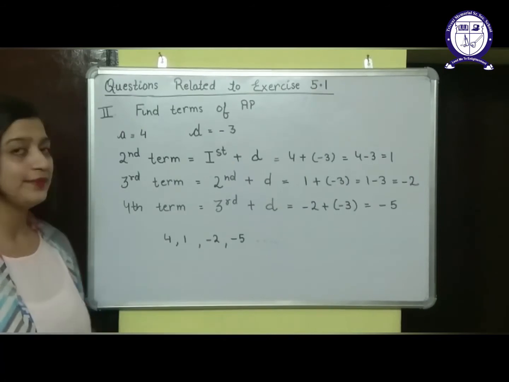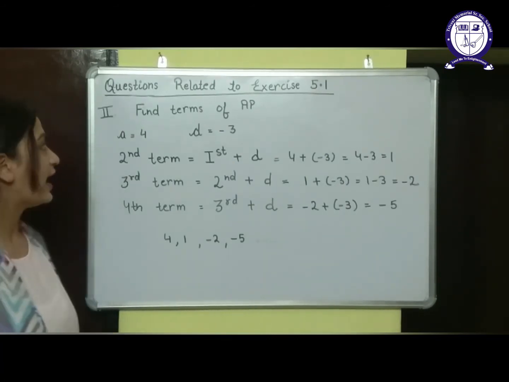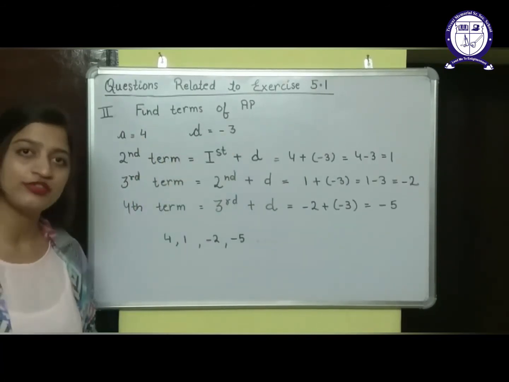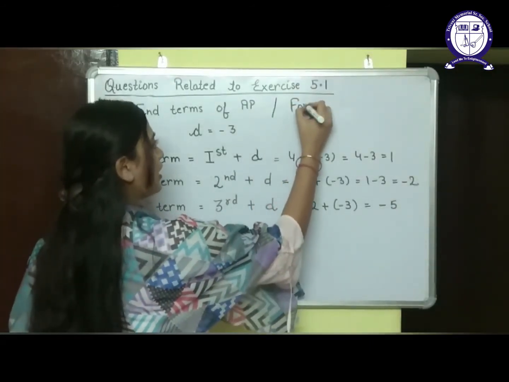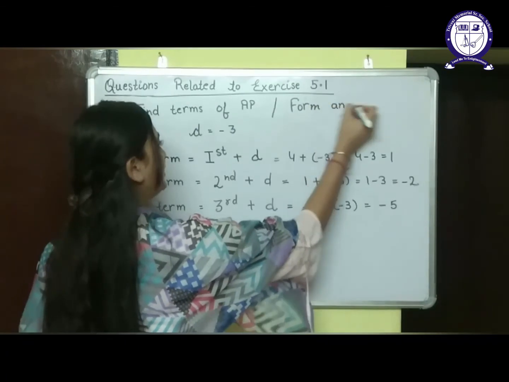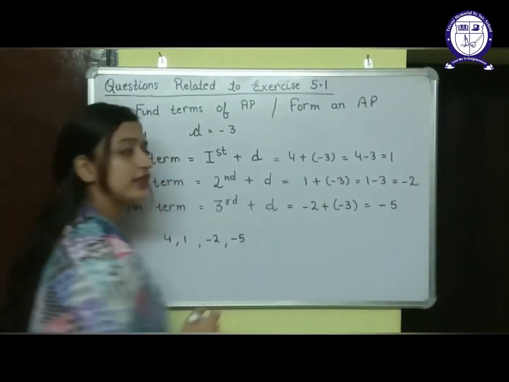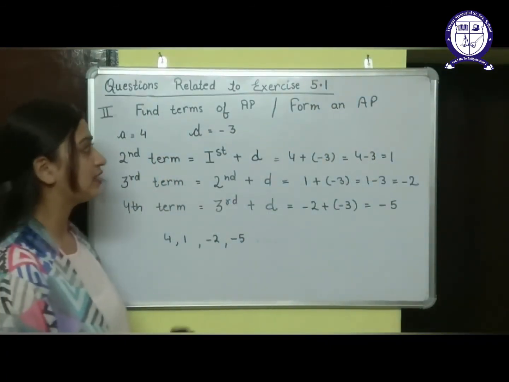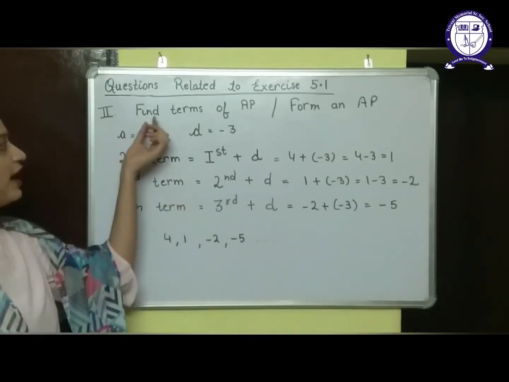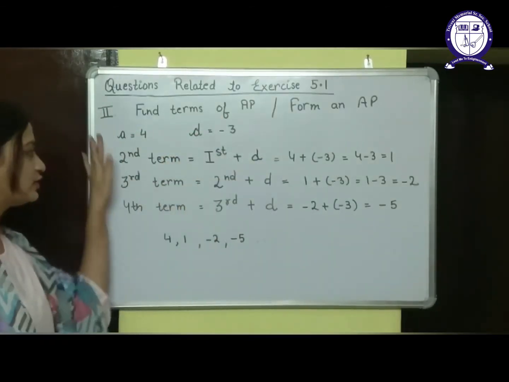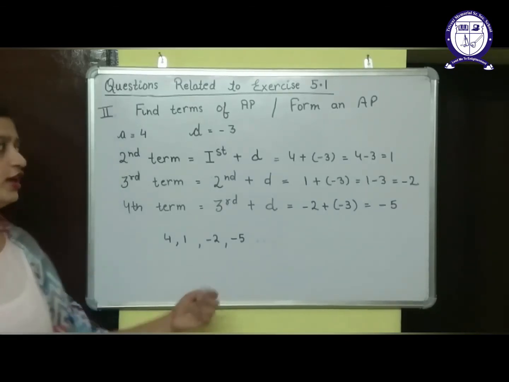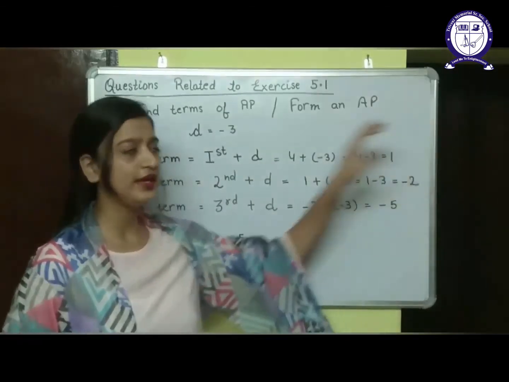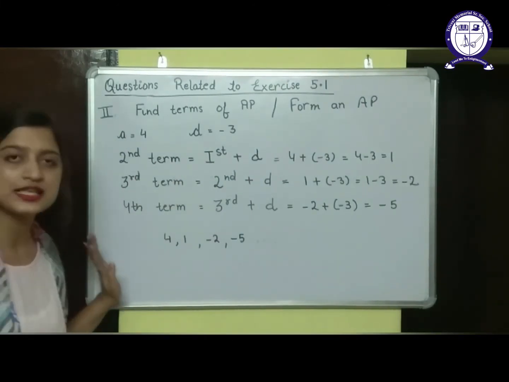This question can be asked in one more way, that is find the first four terms of AP, or secondly they can ask form an AP. The questions are same but the statement is different. Find the terms of AP. In this you will find the terms and then write the answer in the form of AP, or they say form an AP, then also you need to do the same thing.